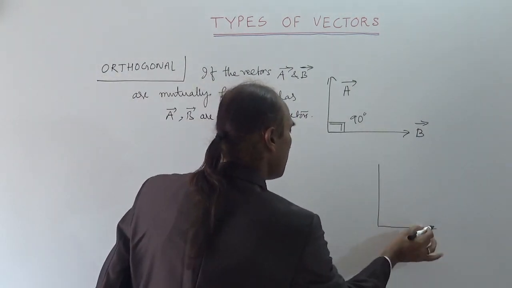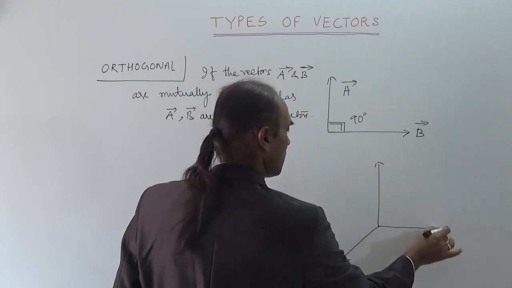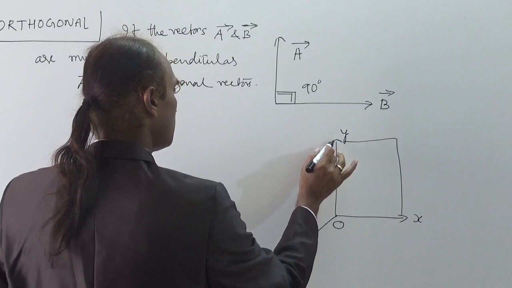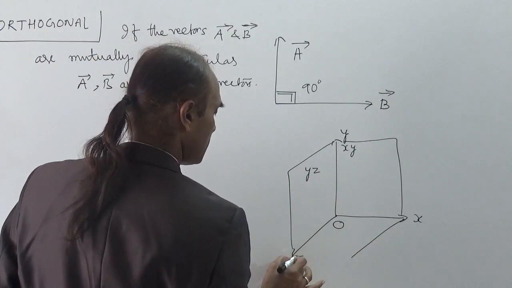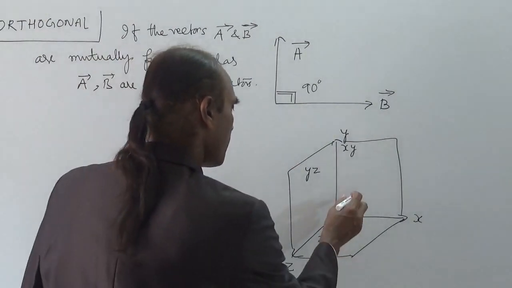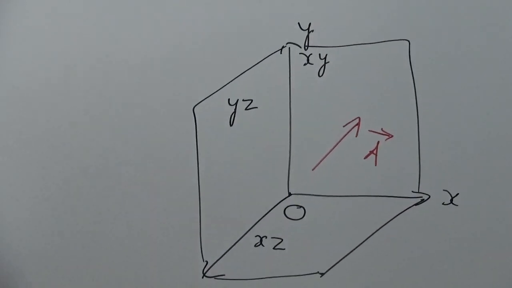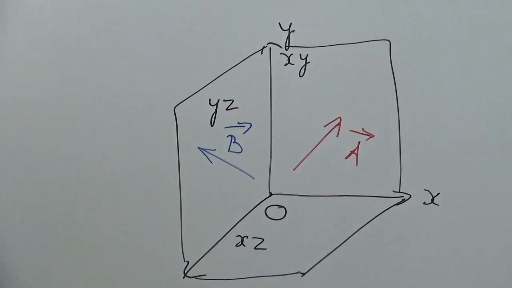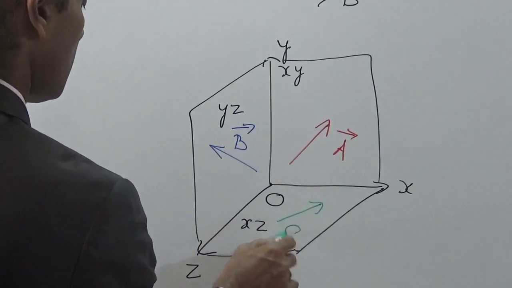Let us take the example of three orthogonal vectors: x-axis, y-axis, and z-axis. This is the xy plane, this is the yz plane, and this is the xz plane. Let us take a vector here, let it be A, acting in the xy plane, B vector acting in the yz plane, and C vector acting in the xz plane.